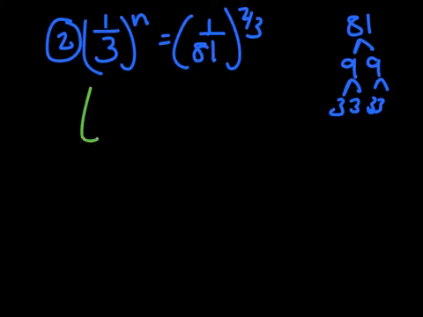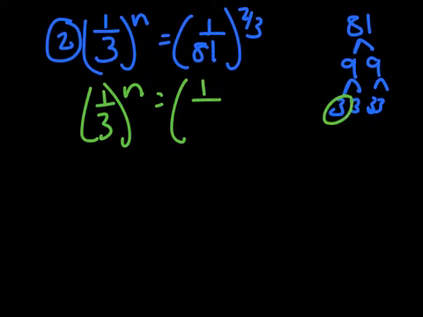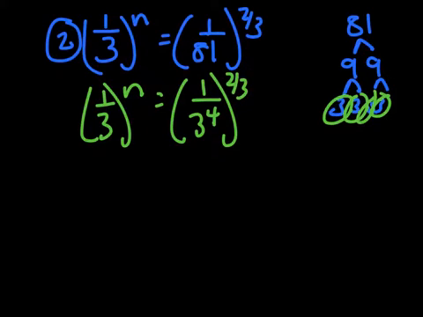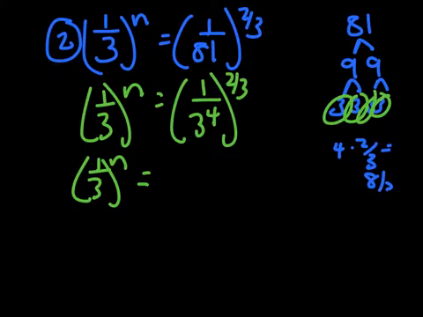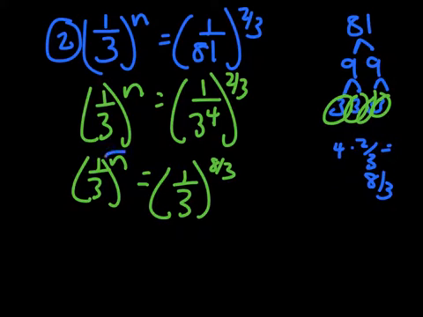So this is 1/3 to the n, and 81 is 3 to the 4th power, which gives me 1/3 raised to the n equals, I'm going to multiply this 4 and the 2/3. So my 4 times 2/3 gives me 8/3. So this is going to give me 1 over 3 to the 8/3. And as long as my base is the same, my n equals 8/3.